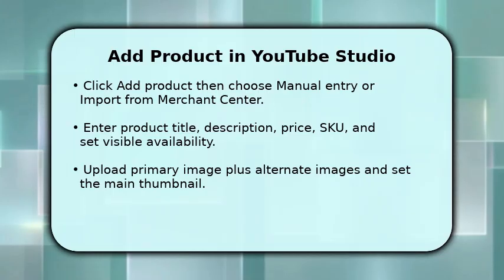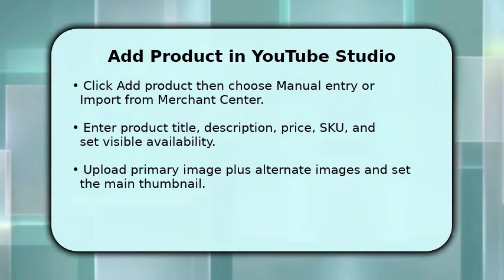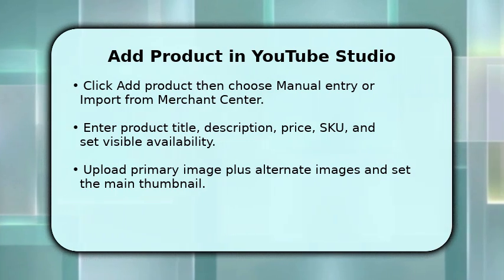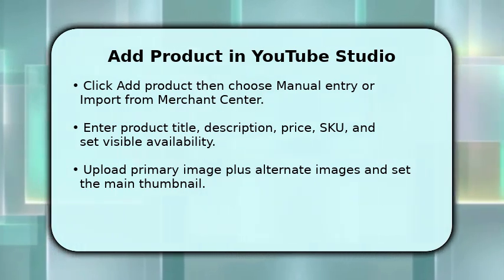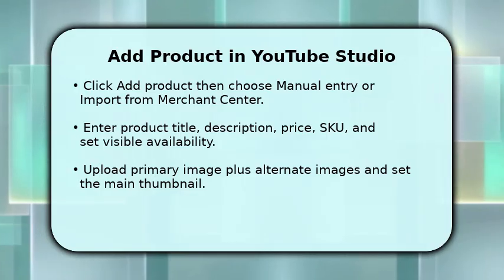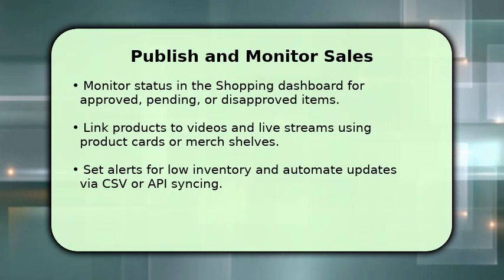Confirm tax and shipping overrides if they differ from your default settings. Save the product and review the preview before publishing to ensure accuracy. After saving, submit the product for review if YouTube requires manual approval. Monitor status in the shopping dashboard for approved, pending, or disapproved items.